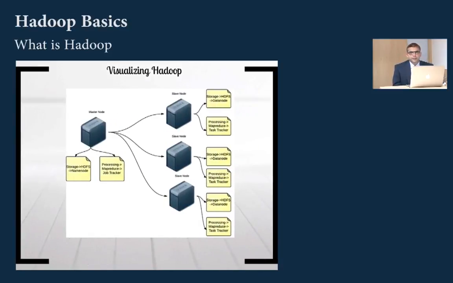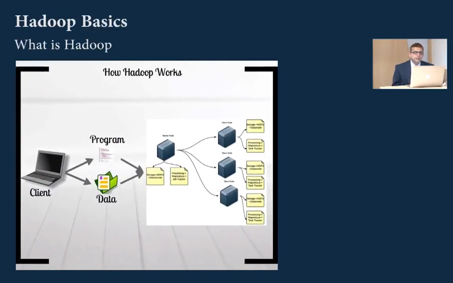Now, how do you go about visualizing Hadoop? If you really look at it, Hadoop is a normal master and slave configuration. So you have a master and you have slaves. On the master, for the storage, the service that runs is called name node, and the service that runs on the master for processing is job tracker. On the slave side, the service that runs for storage is data node, and the service that runs for MapReduce or processing is task tracker.